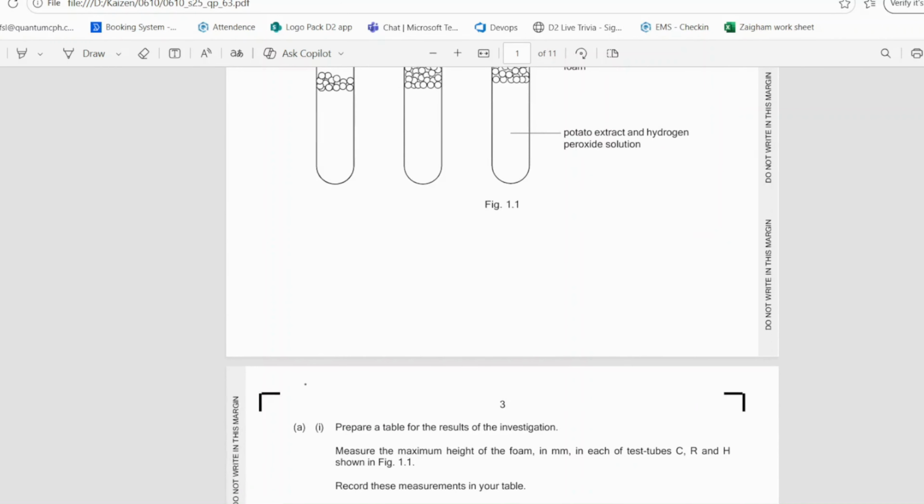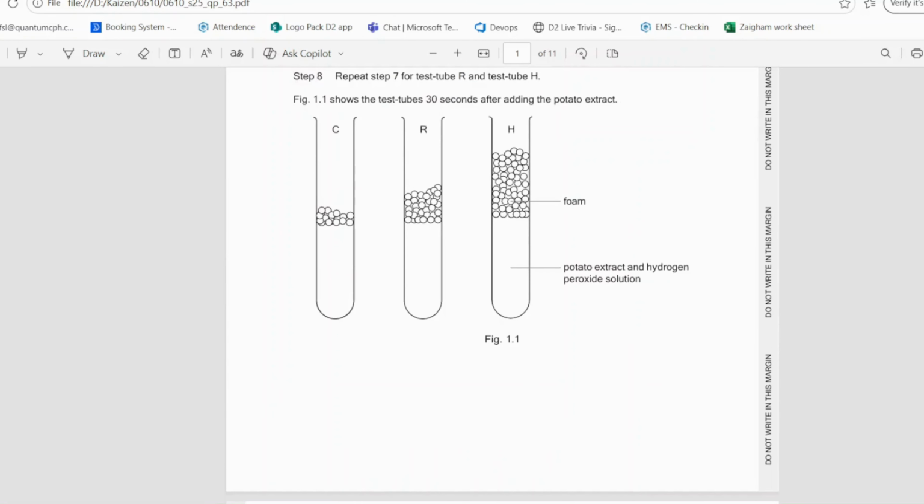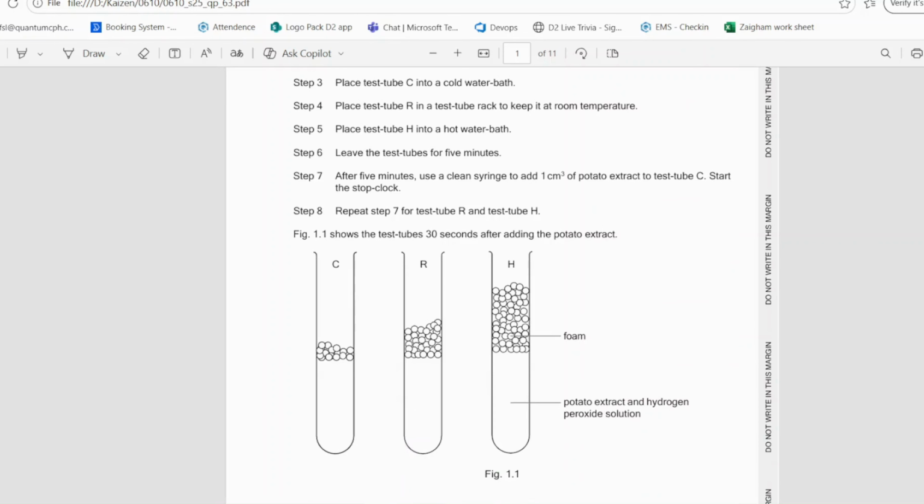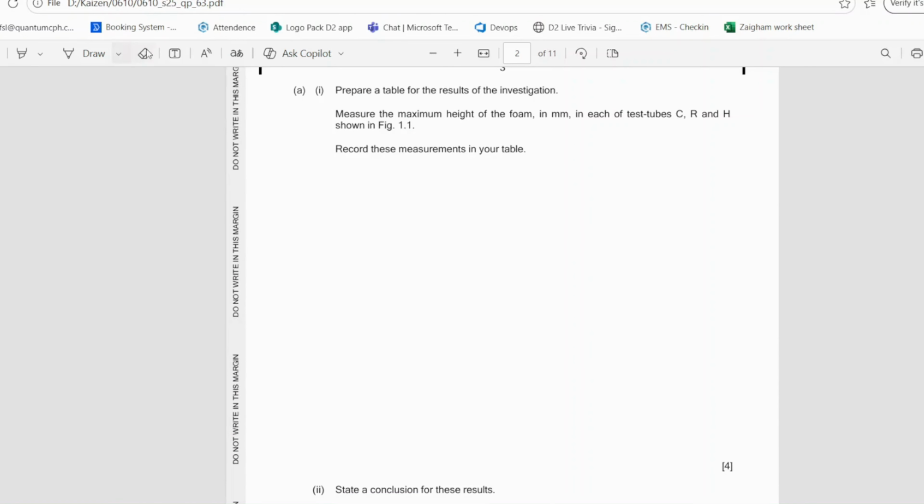Okay, so we'll make a table and there would be two columns. On one of the columns we would write test tubes. Under test tubes we have three rows, one, two, and three, and the other column would be the height of the foam. And what would be the unit for height of foam? Millimeter.